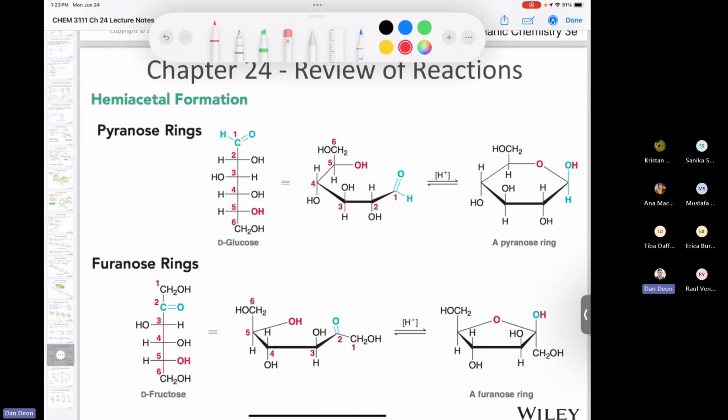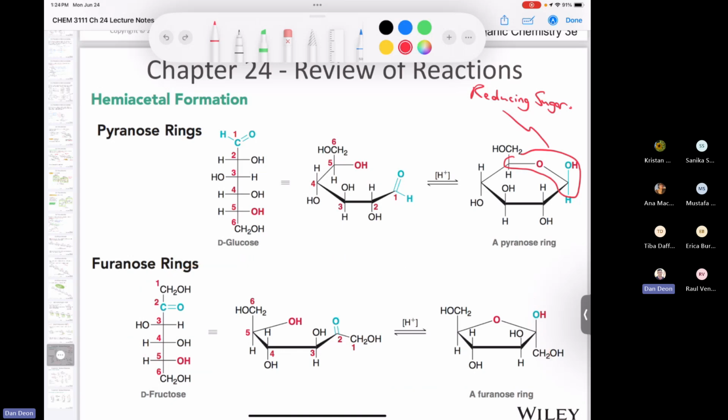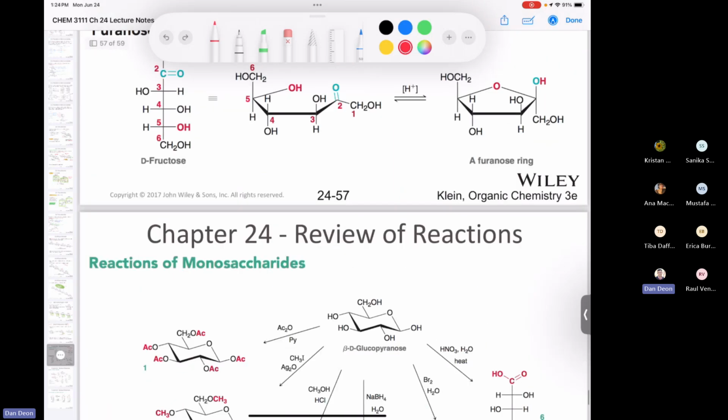So what did we cover? We covered the formation of a hemiacetal. And remember, when you have a hemiacetal, as is shown here, this tells us we have a reducing sugar. So you need to know how to go from the Fischer projection to a Haworth projection and then to a chair. You do not have to be able to do the same thing for a furanose ring. So for a 5-membered ring, you don't have to be able to do it, so don't stress about it.